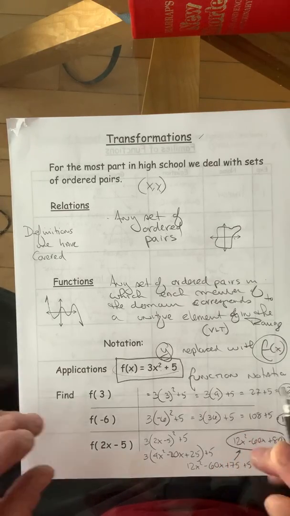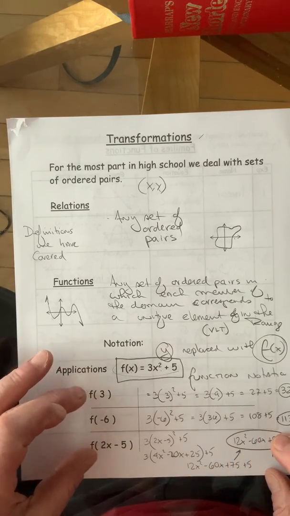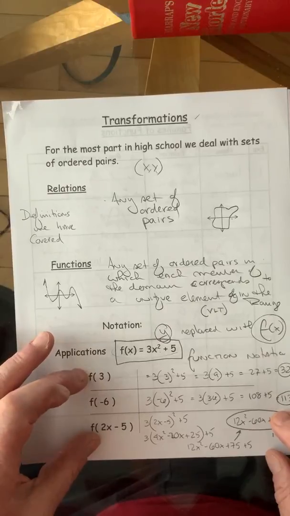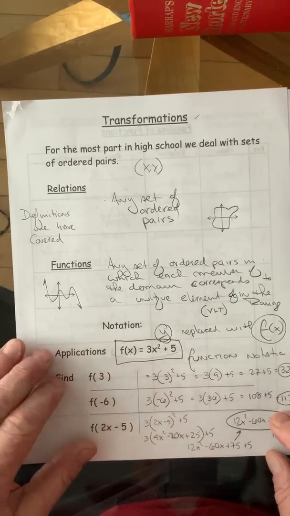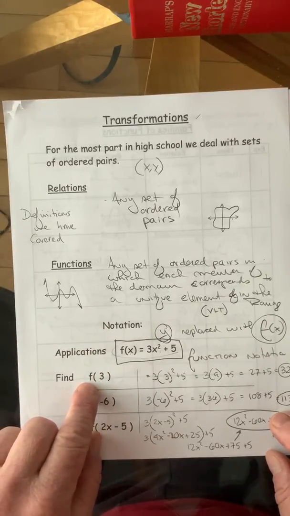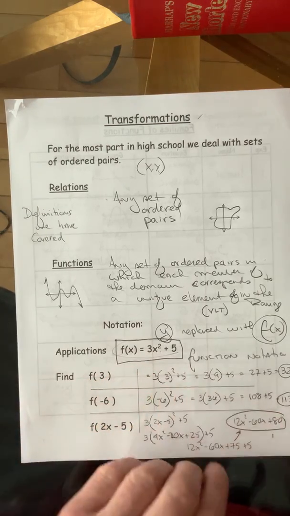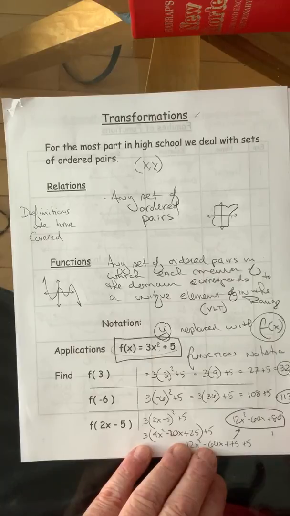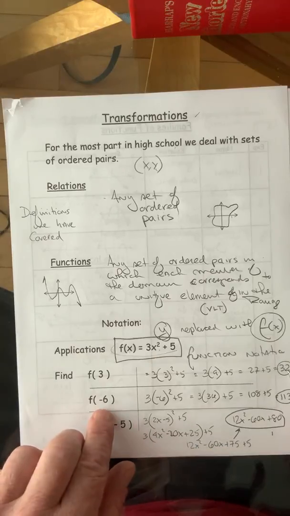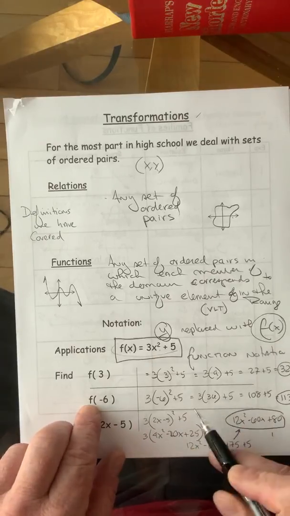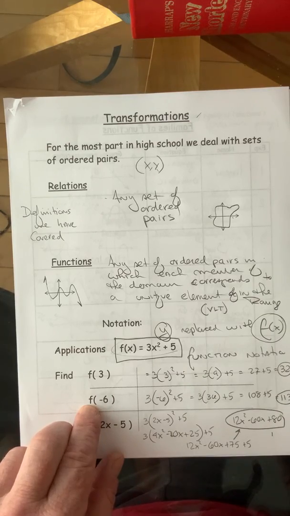One of the powers of function notation is I'm able to do these questions quickly, at least outline them. I want to find the value of the function called f when we let x be 3. I plug 3 into here, I will get 32. If I plug -6 into f, using my calculator, I'll get 113.